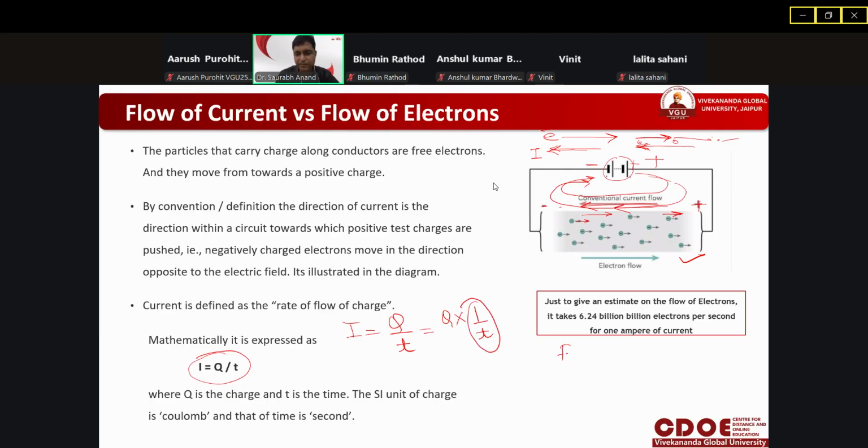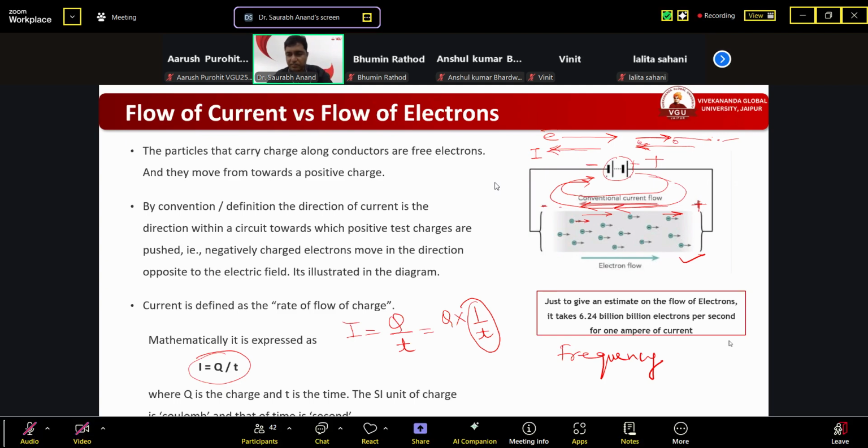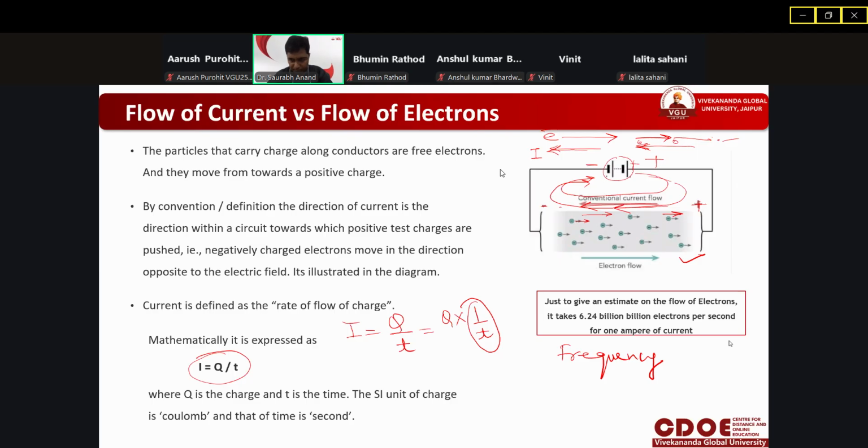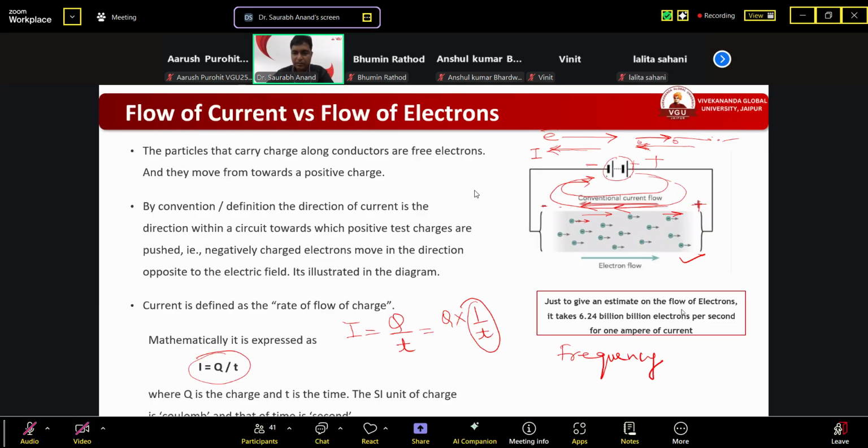Can anyone tell me what is frequency? Have you studied frequency? What is frequency? No, no, no. This is not wave. Frequency. No, no, no. This is not frequency.